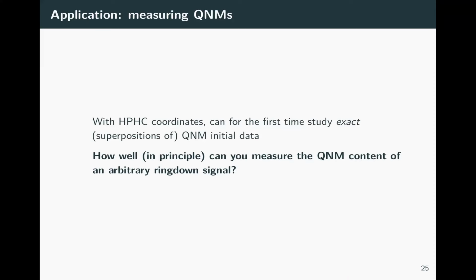And now, with this set of tools, you can ask, in principle, just within linear perturbation theory about a curved black hole background, how well can you measure the QNM content of an arbitrary ringdown signal? So forget about real data, forget about full NR. We're going to look at a very clean situation and ask, when can we extract QNMs? When do we confuse them for something else? Sort of starting from the simplest thing you can think of and then building up from there.